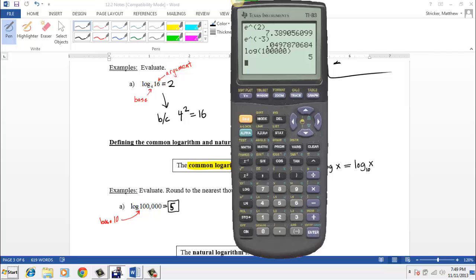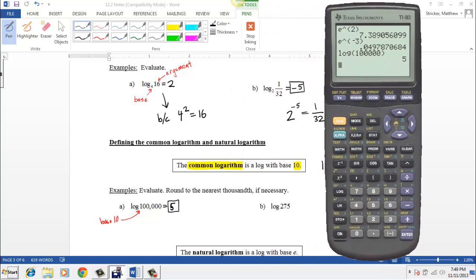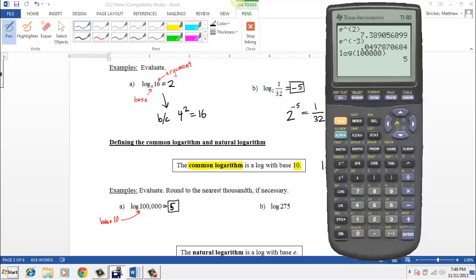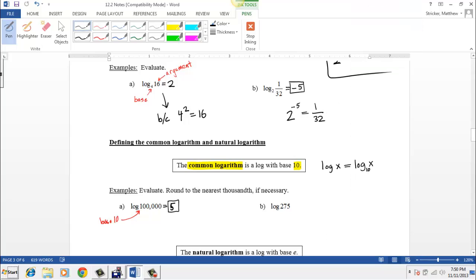This first example is fairly easy to calculate, because obviously 100,000 is a nice whole number power of 10. But for the next one, example B, there's not really a number that I can raise 10 to get 275. So here we actually have to use the graphing calculator to figure it out. It's going to be some decimal that we round to the nearest thousandth, like the directions say. So if I take 3 decimal places, this is about equal to 2.439.